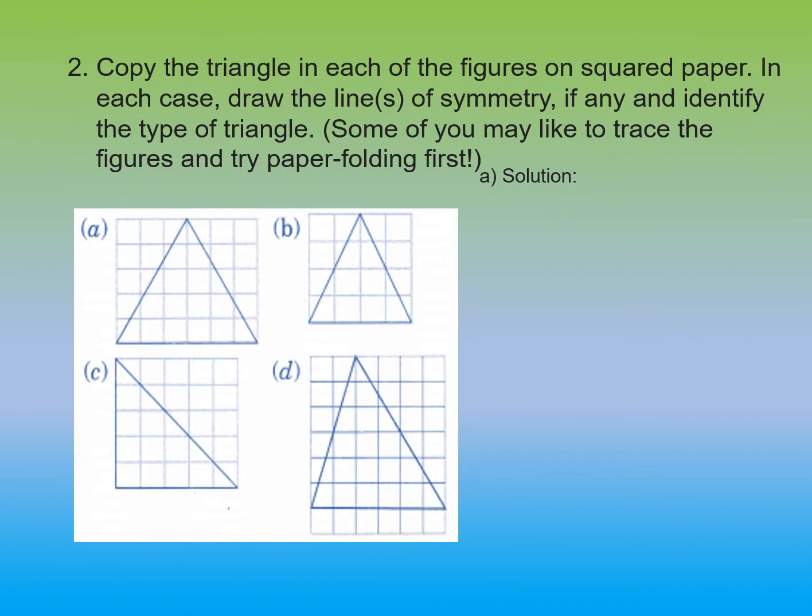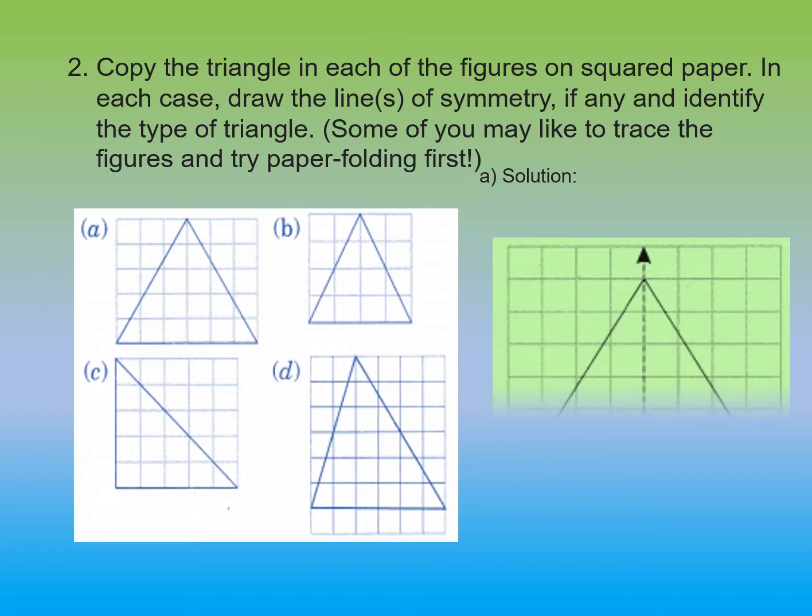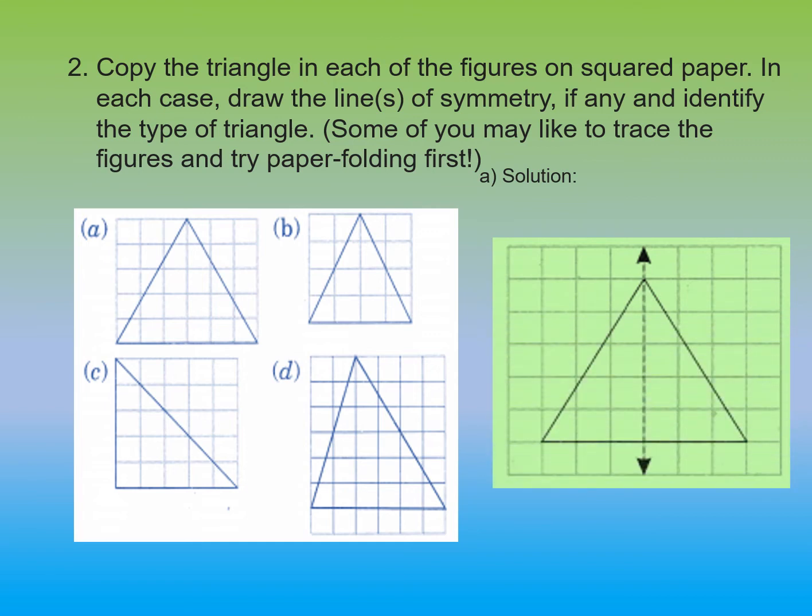Copy the triangle in each of the figures on square paper. In each case, draw the lines of symmetry, if any, and identify the type of triangle. Okay. So first let us do one by one. First let us draw the first one. It is an isosceles triangle. So we have only one line of symmetry.